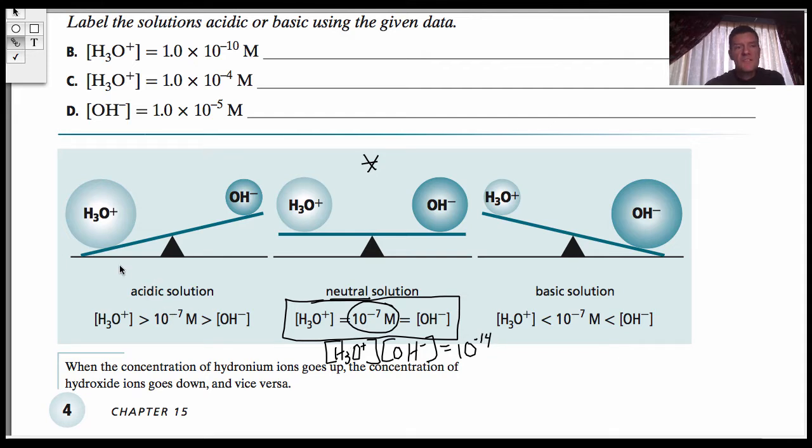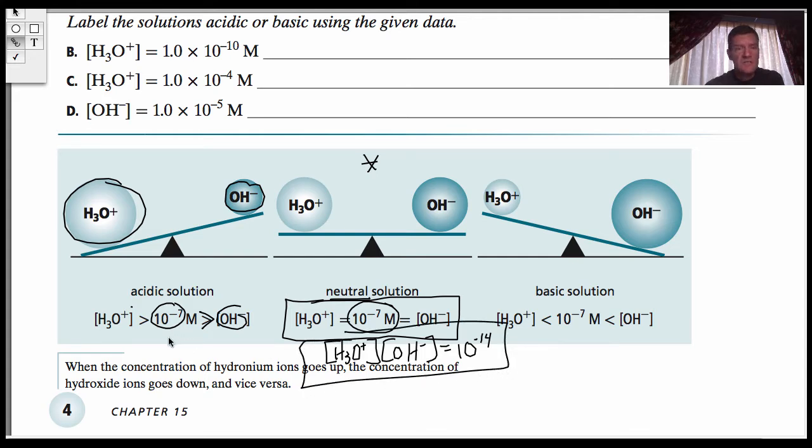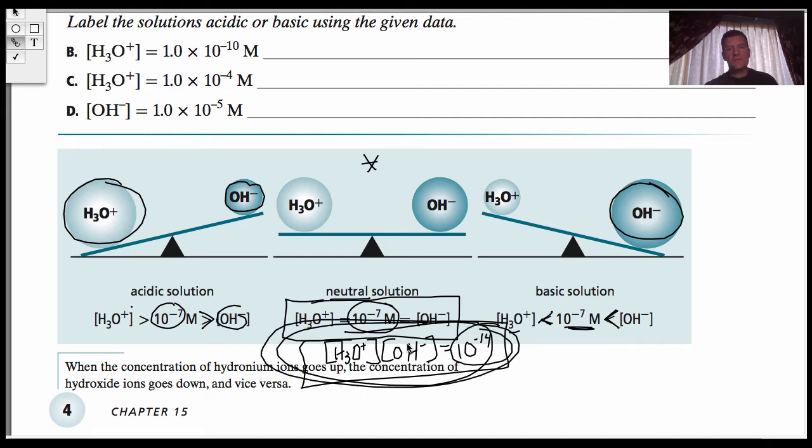If it's acidic, the hydronium ion concentration is much bigger than the hydroxide. That means that the hydronium is larger than 10 to the negative 7, and hydroxide is less than 10 to the negative 7. But the product is still 10 to the negative 14. And for basic, it's the hydroxide that's bigger. The hydroxide now is bigger than 10 to the negative 7, and hydronium is less than 10 to the negative 7. But the product is still 10 to the negative 14. As one goes up, the other has to go down to make sure the product of their concentrations is always 10 to the negative 14.